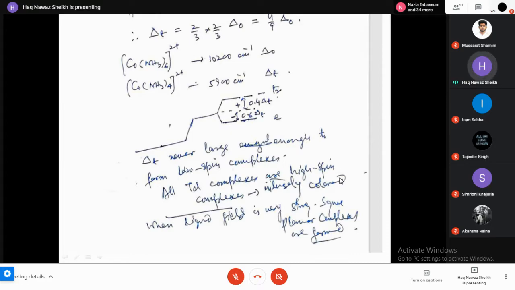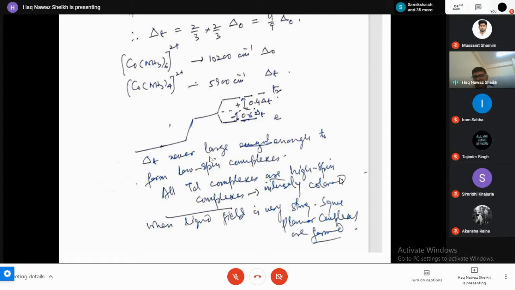So delta T is always small because of the reason we just stated. It is never large enough to form low spin complexes. So all tetrahedron complexes are high spin complexes. You will never find high spin, low spin options in tetrahedron complexes. Nearly all tetrahedron complexes are high spin. And secondly, because the center of symmetry is not there, they are colored.